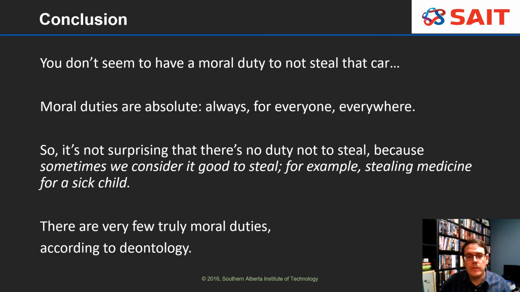As a result of this, there are very few moral duties according to deontology. The two that are most often mentioned are do not murder and do not lie. Kant was very specific that deontology was against murder and against lying in any circumstance. But something like theft doesn't seem to make the cut.